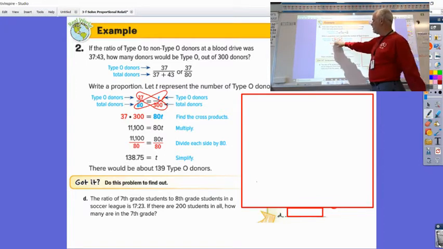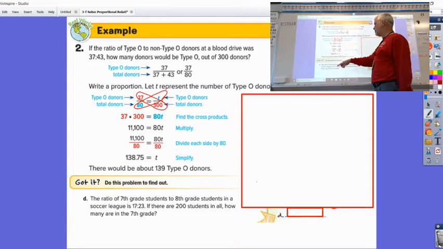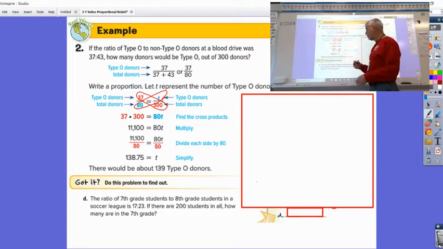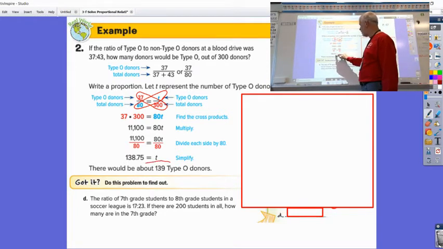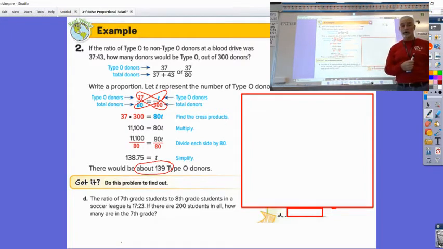Okay. Multiply 37 times 300, that's 11,100 equals 80 times T. Divide by 80 to get your final answer, 138.75. So the question's asking about how many donors. That would round to the nearest whole number to about 139. About 139 type O donors.